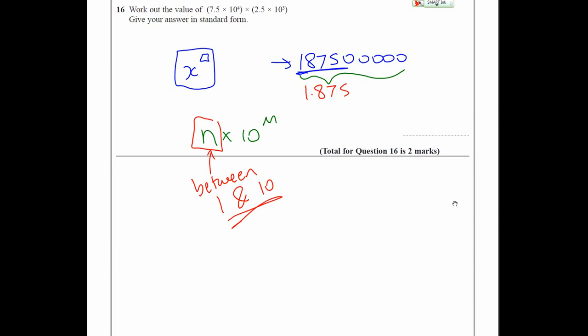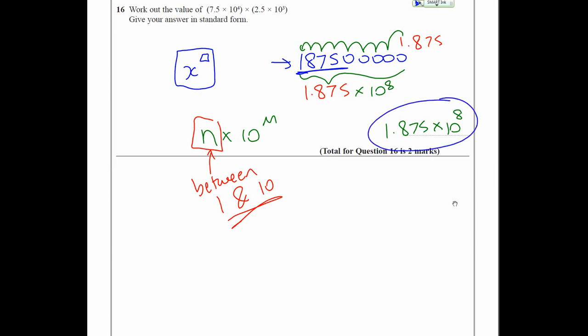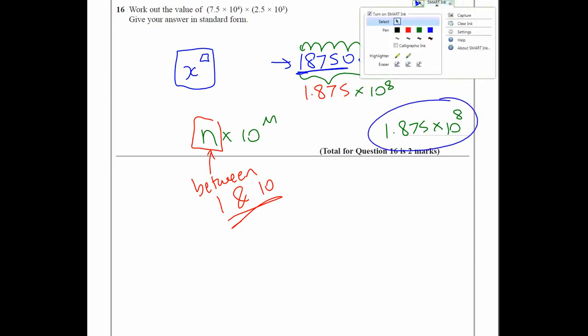Now, what if you had 1.875, how many times would you have to times it by 10? 1, 2, 3, 4, 5, 6, 7, 8. So it's times 10 to the 8. That's your answer. I think that's a weird question, personally. Lots of different ways to explain it. I've tried a slightly different approach there. I hope it made a bit of sense.